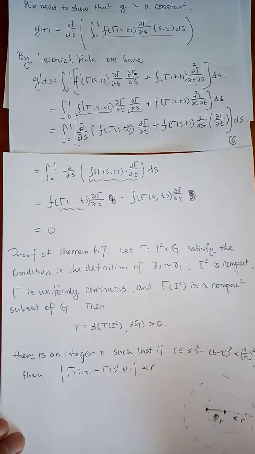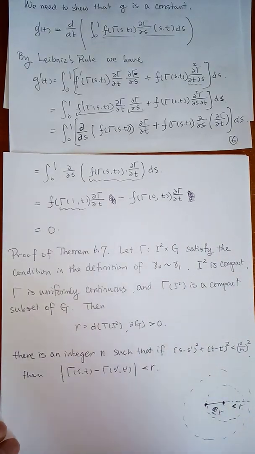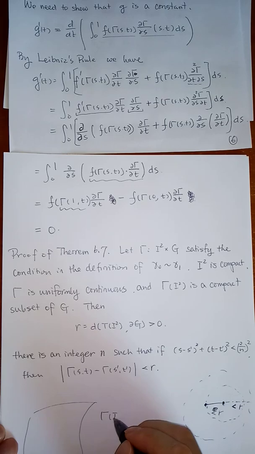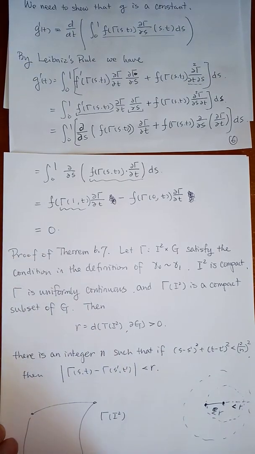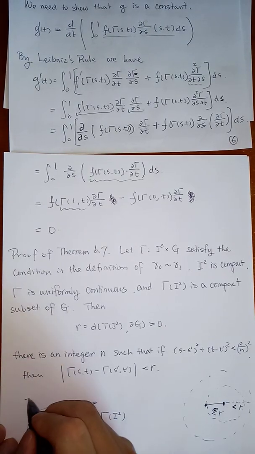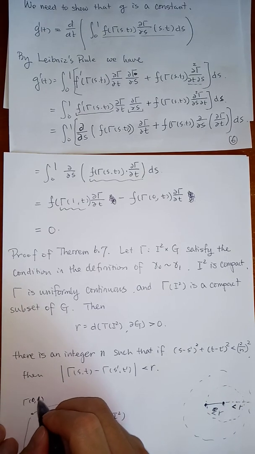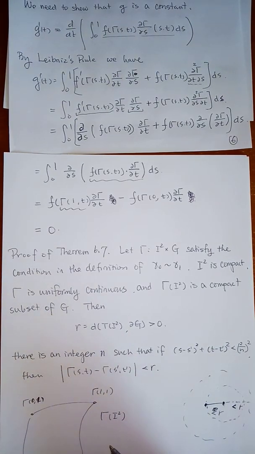Okay, so what do we do? Assume the image of the square under gamma: gamma 0, 0, gamma 1, 0, gamma 0, 1, gamma 1, 1. Assume these are the images of the corners. And then what we do, we're going to put some lattice here. We just choose this point, this point, this point, this point, like the sample points, the pixels.